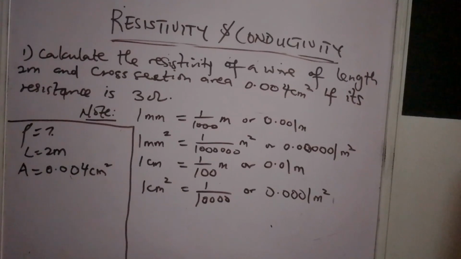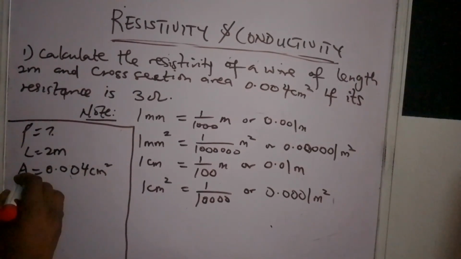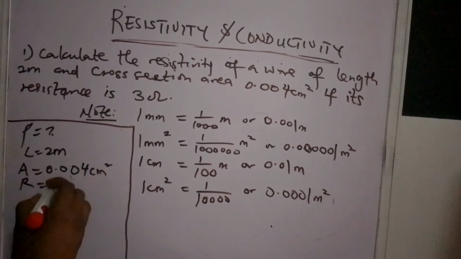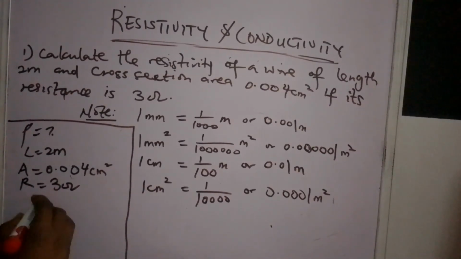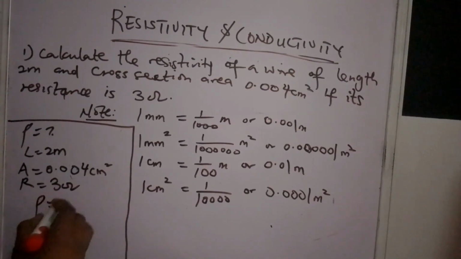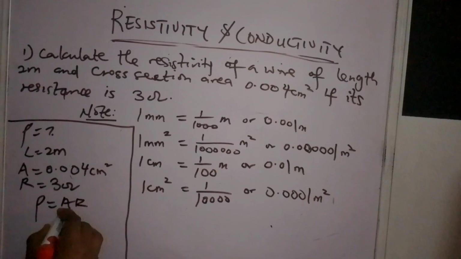So if the area is 0.04 centimeter square and they give us resistance to be 3 ohms, so it's very straightforward. What's going to be our formula? Our formula is going to be resistivity equals to what? AR over L. So you remember that resistivity is AR over L. So we'll say the resistivity is going to be AR over L. So it's just straightforward like that.